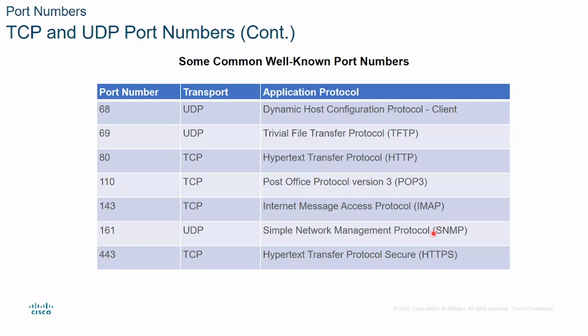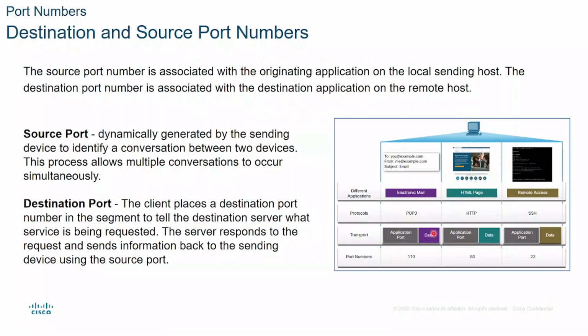Remember, when setting up a mail, you choose whether you use POP or IMAP. So port 143 is for Internet Message Access Protocol, 161 for Simple Network Management Protocol, and 443 for HTTPS, which is Hypertext Transfer Protocol Secure.